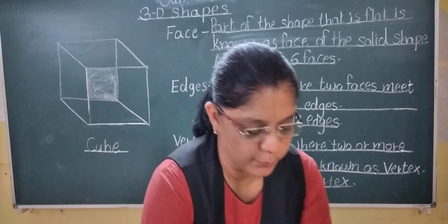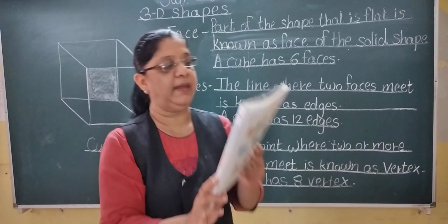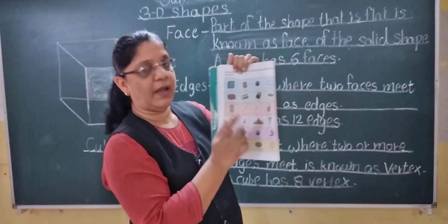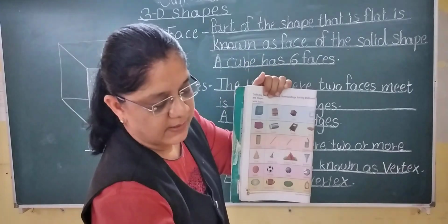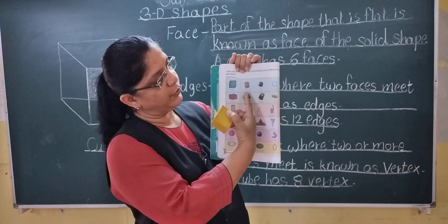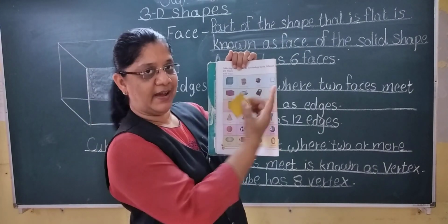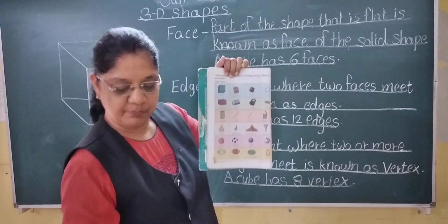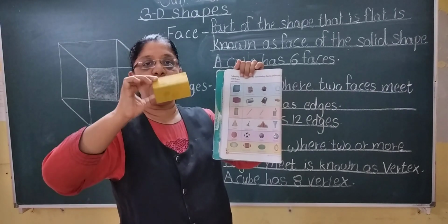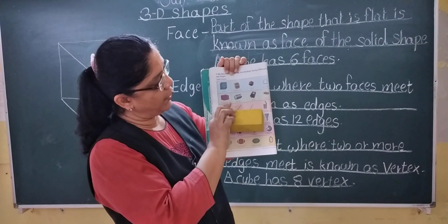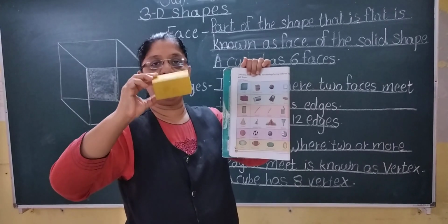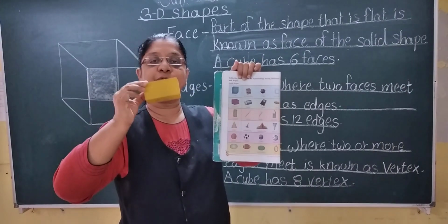Now see in your book, page number 10, solid shapes are here. Solid shapes mean 3D shapes are here. The first example is the cube. See the examples of this cube: wooden box, dice, and ice cube. Then see the next. Next is cuboid. The examples of this cuboid: eraser, book, and brick.